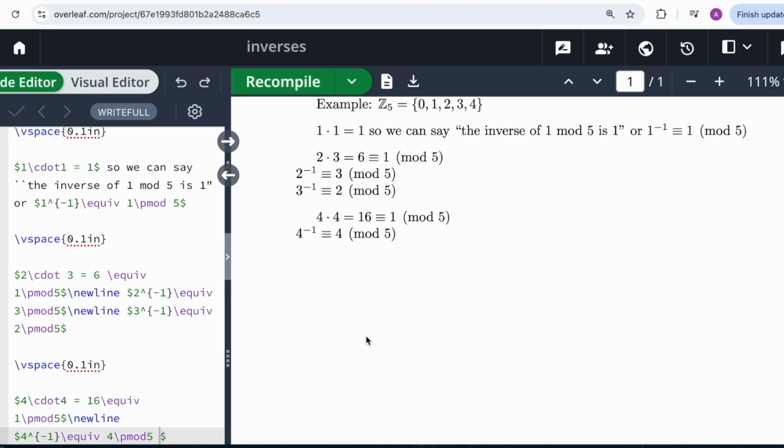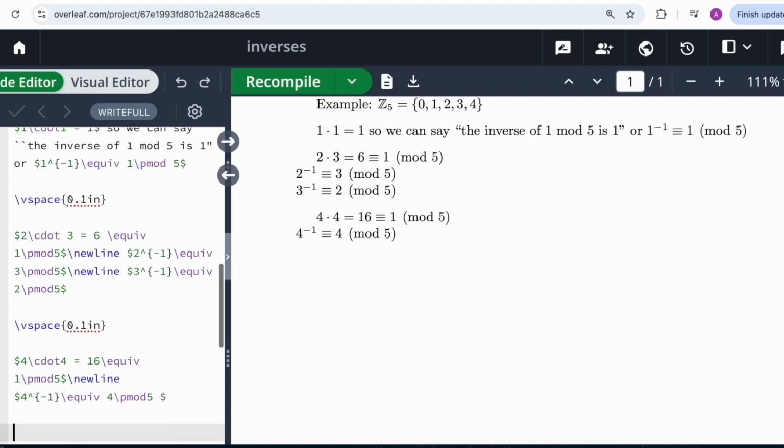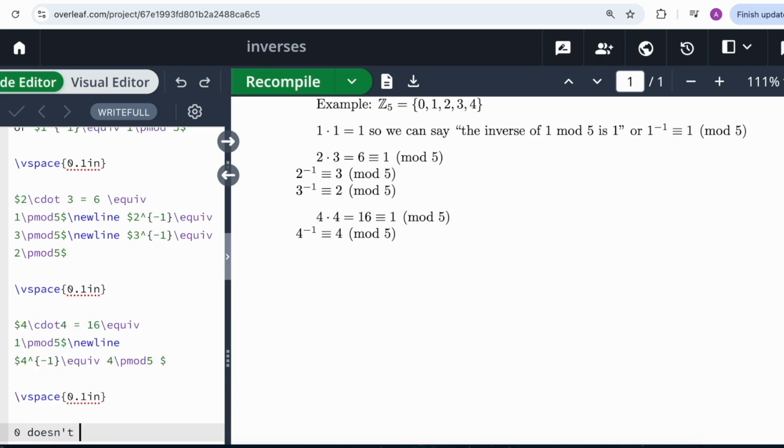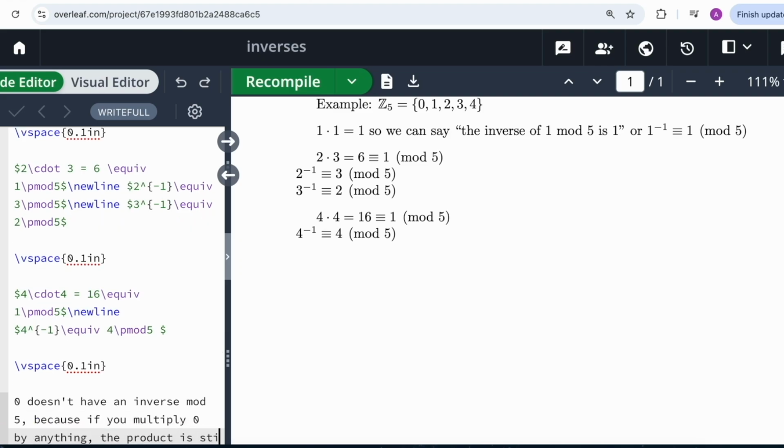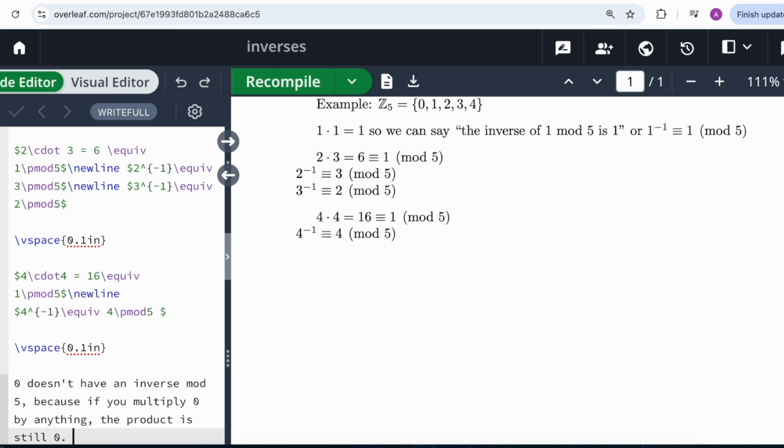So now we have the inverses for 1, 2, 3, and 4. I left 0 alone because 0 doesn't have an inverse mod 5. If you think about it, it's just because if you multiply 0 by anything, the product is still 0. So you're never going to be able to multiply 0 by something to get 1.